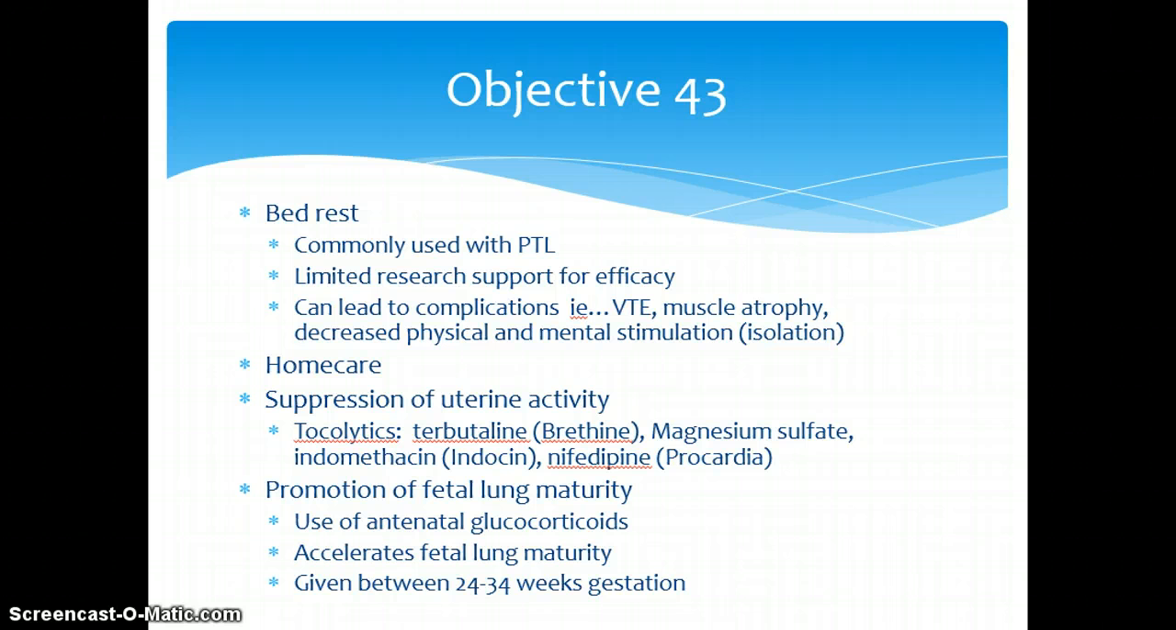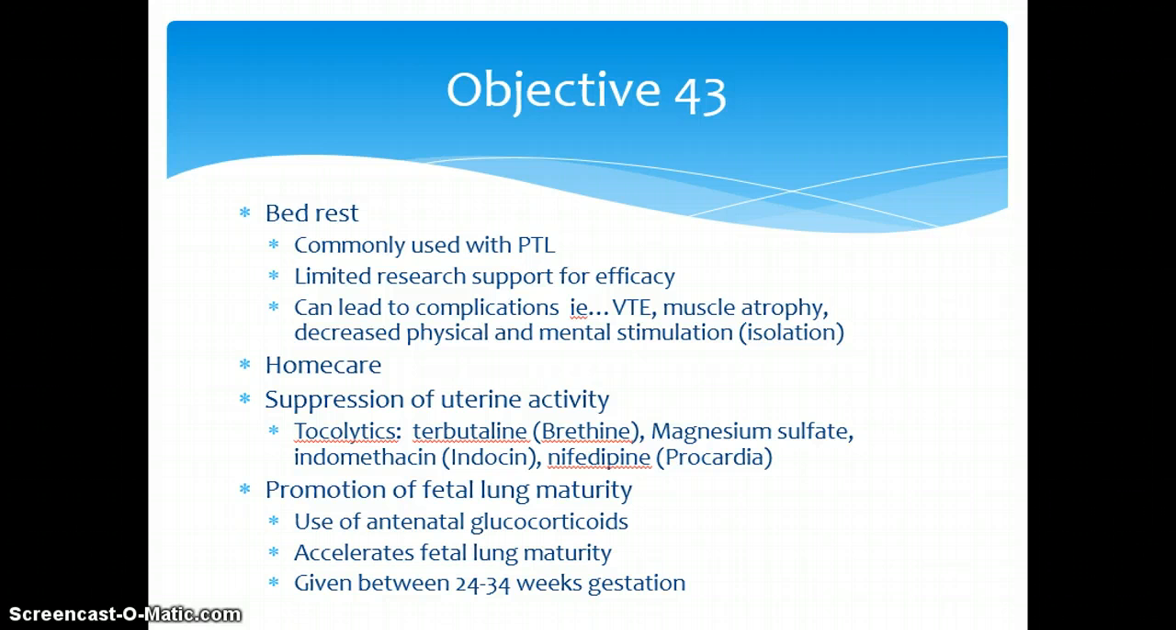Another therapeutic management for preterm labor is bed rest. It is commonly used with preterm labor. There is very limited research to support the efficacy of bed rest on preterm labor, and bed rest can lead to potential complications such as venous thromboembolisms, which is DVT formation, muscle atrophy in the mom, and decreased physical and mental stimulation from the isolation of being on bed rest.